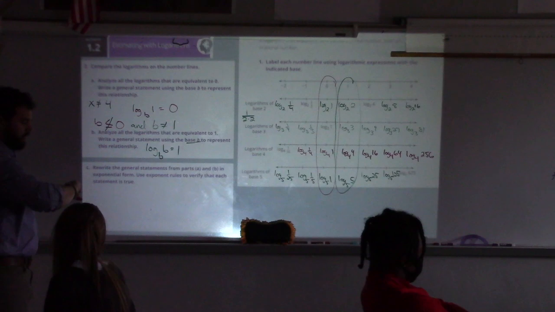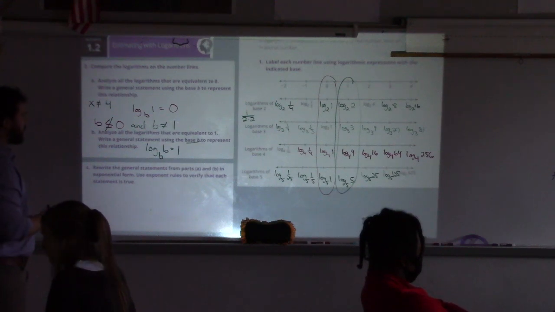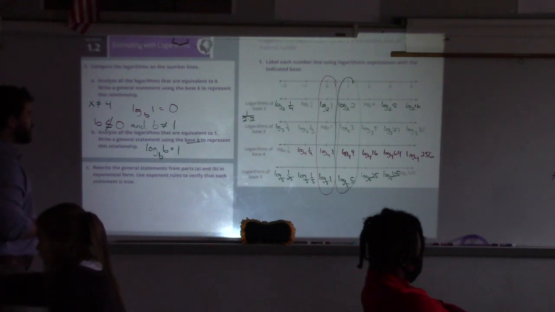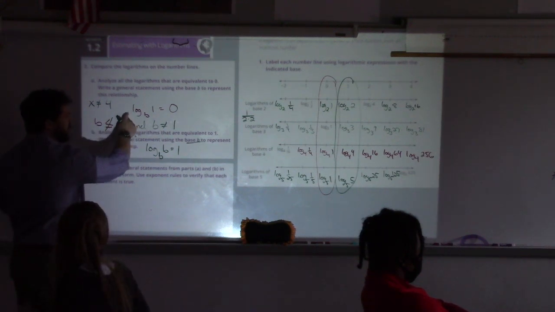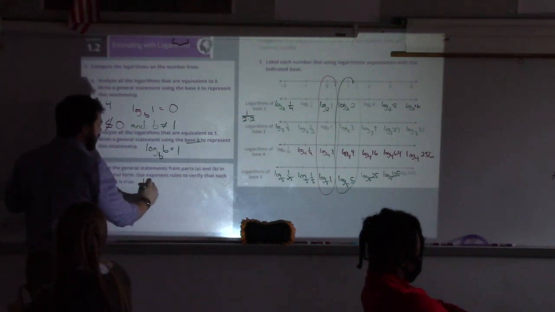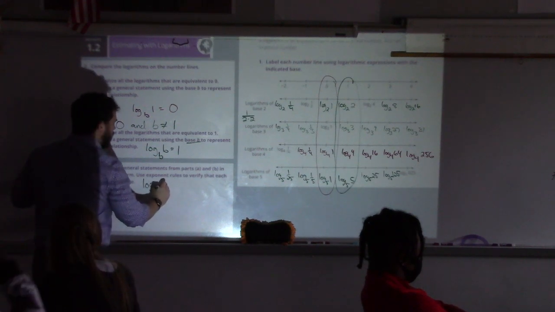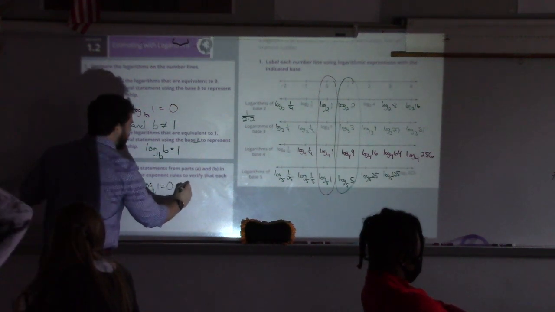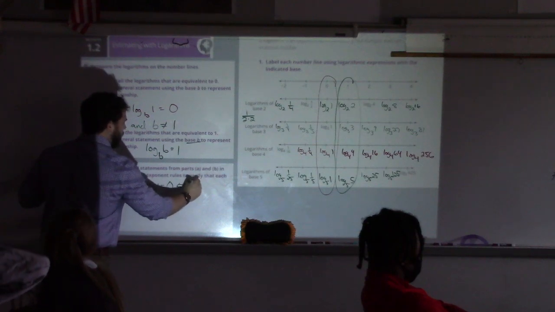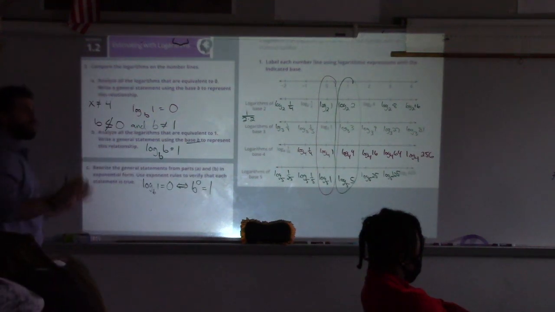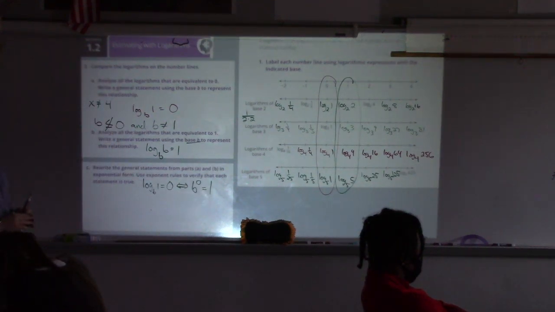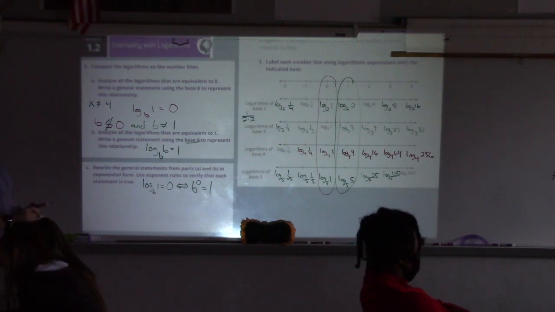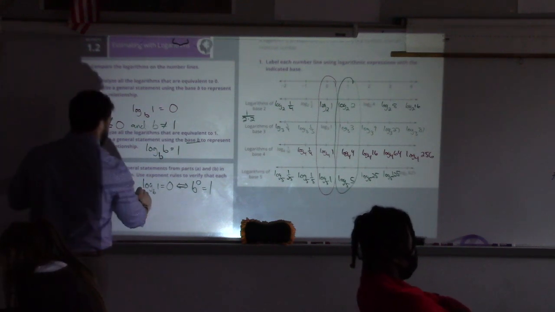So that's something to be aware of. And then part C we're going to move through very quickly. It's just saying rewrite the general statements from parts A and B in exponential form. How would we rewrite this in exponential form? So log base b of 1 equaling 0, that's the same as what? b raised to 0 equals 1. Remember, the whole thing about a logarithm is the fact that it's an exponent.